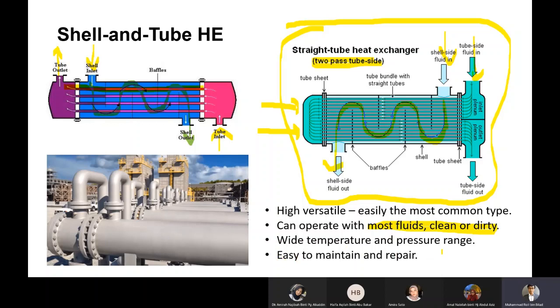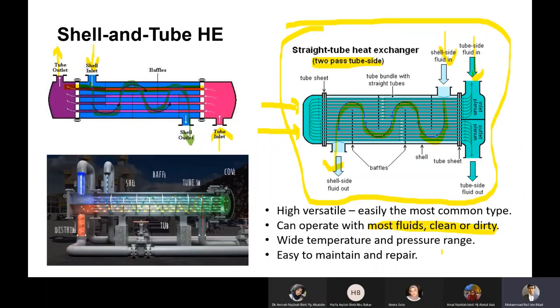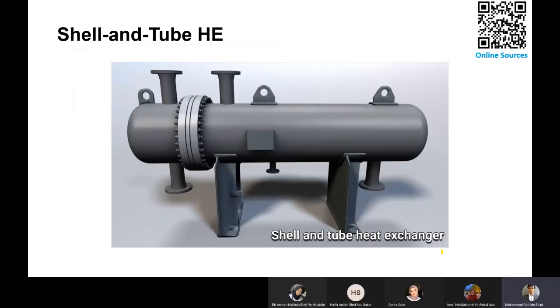So I have a short video here to show how it works. Very nice animation you can find. And I have here a much better illustration of how the flow works.